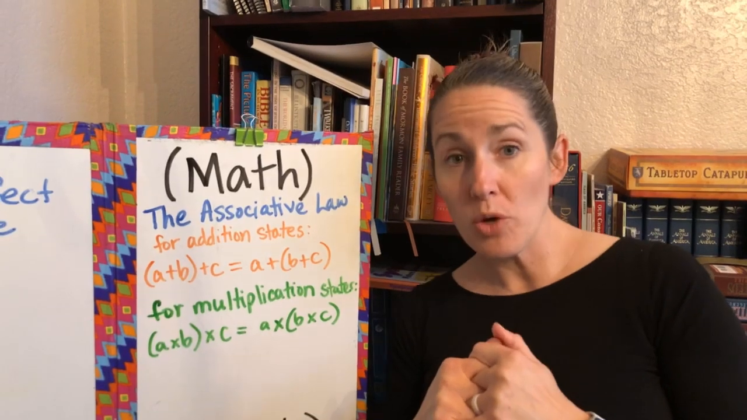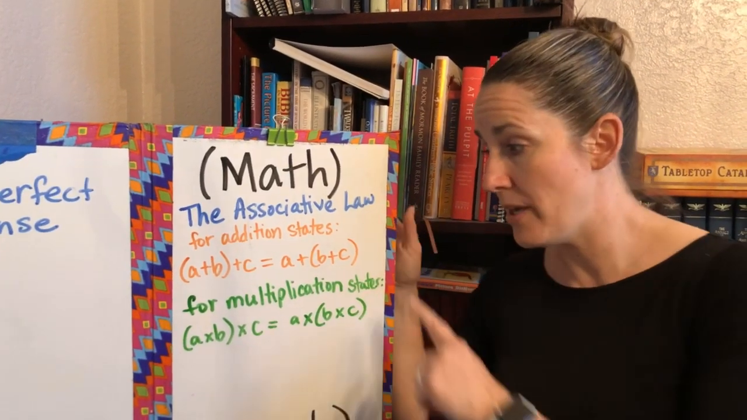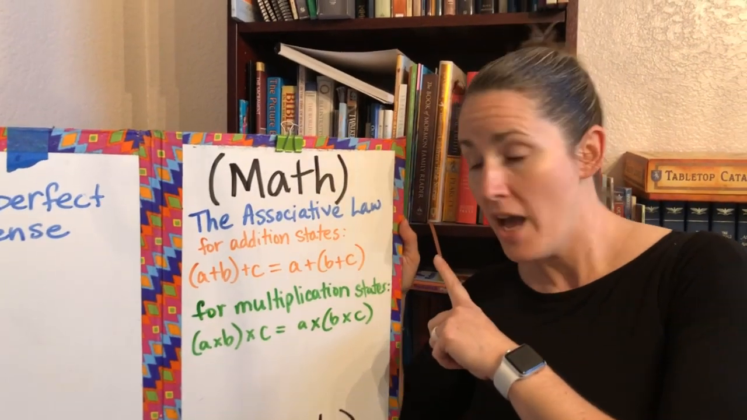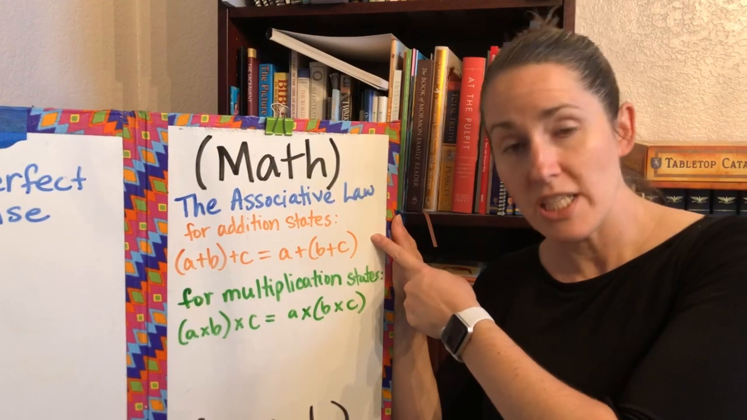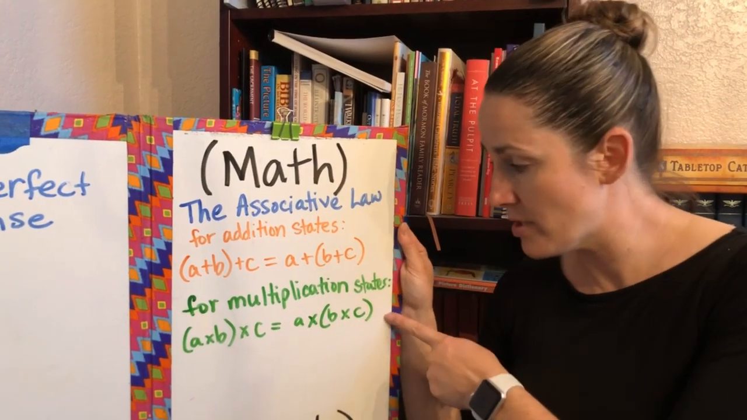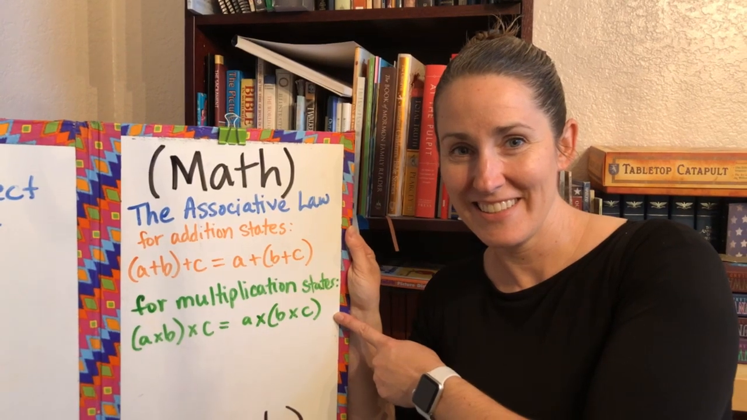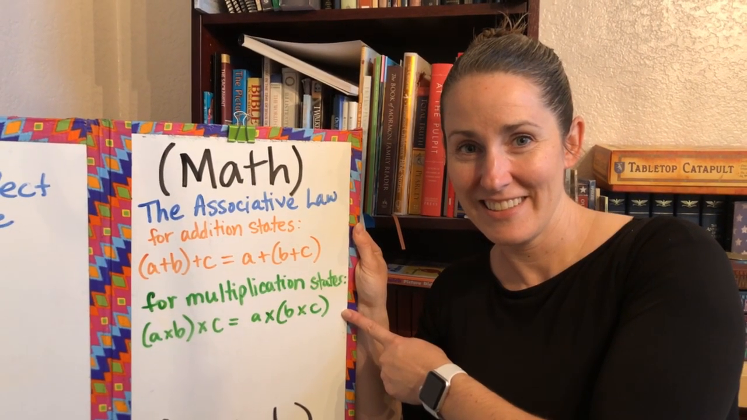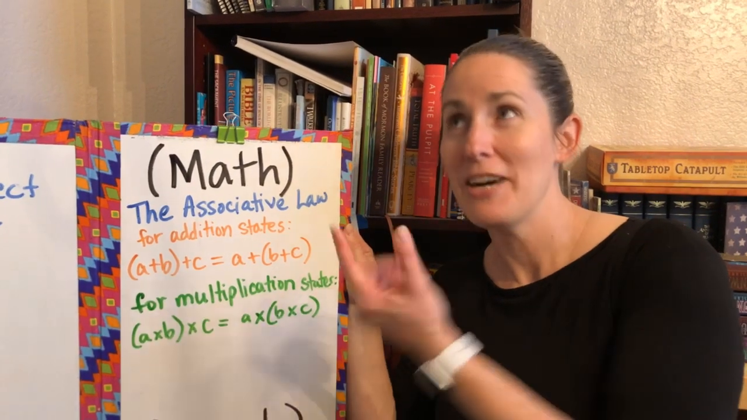So if you're still working on it, then you can totally just copy it, but make sure you copy it correctly. So pause the video and copy it down 3 times, the associative law for addition and the associative law for multiplication. Did you stop it? Why not?